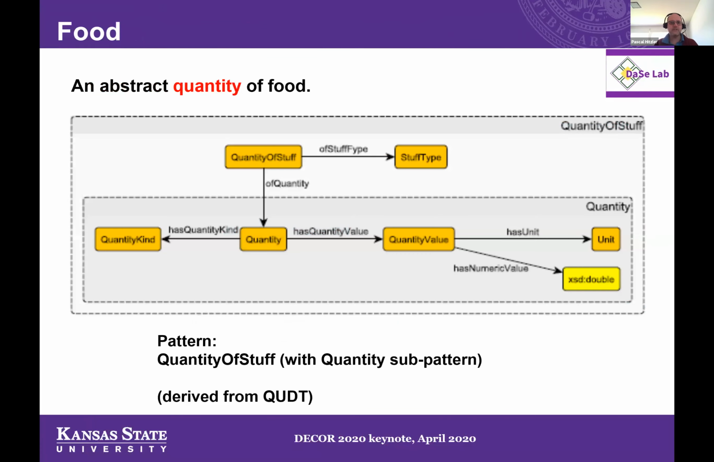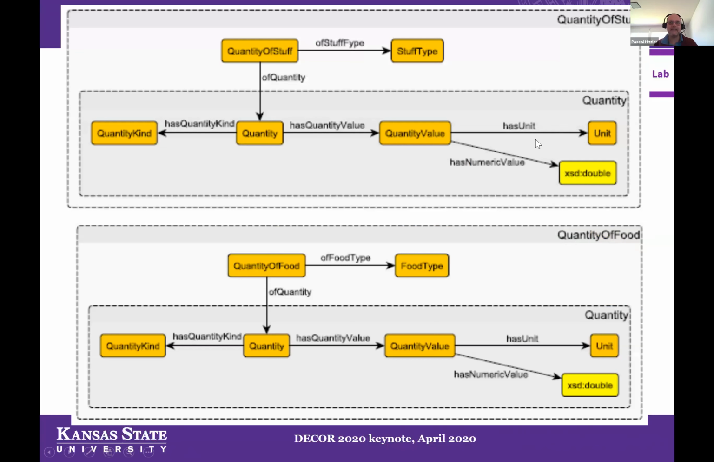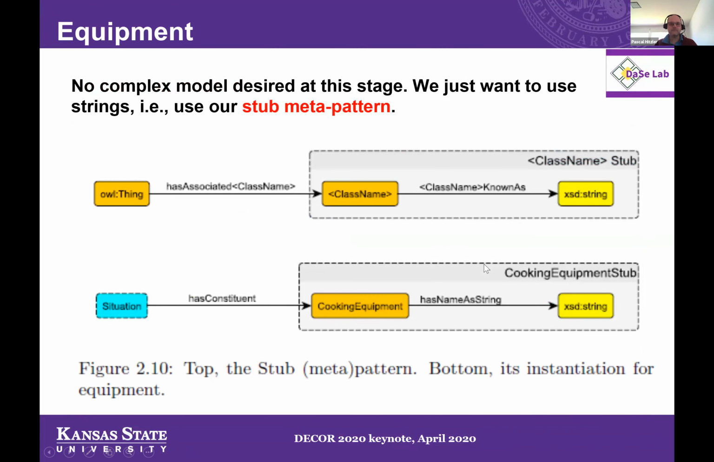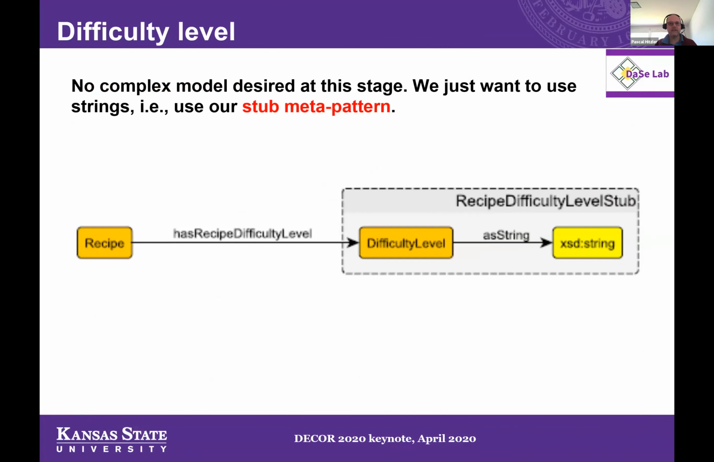So for abstract quantity of food, we take our quantities and units pattern, which I showed earlier, instantiated from quantity of stuff to quantity of food, and having a food type here. Talk about stubs. I'm kind of moving a little bit quickly here now.